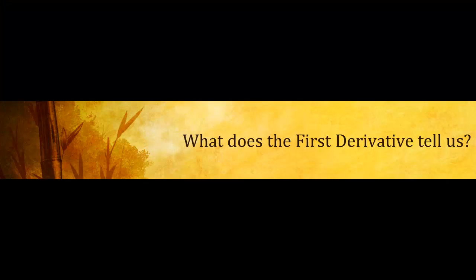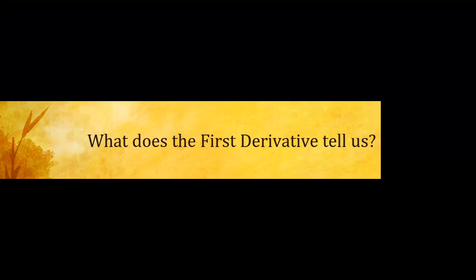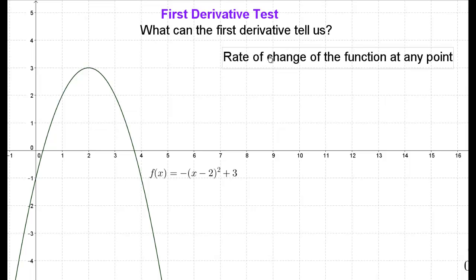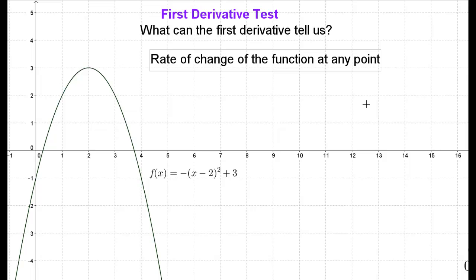So to lead into this, what does the first derivative actually tell us? Well, we know that the first derivative of a function tells us the rate of change of that function at any point. How is the function changing throughout the function? We can see intuitively that this green function here, f of x equals negative the quantity x minus 2 squared plus 3, is increasing, then it's constant at x equals 2, and then it's decreasing for the remainder of the function.